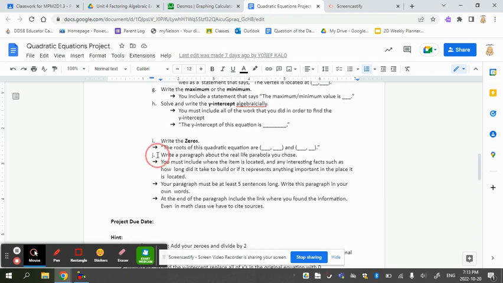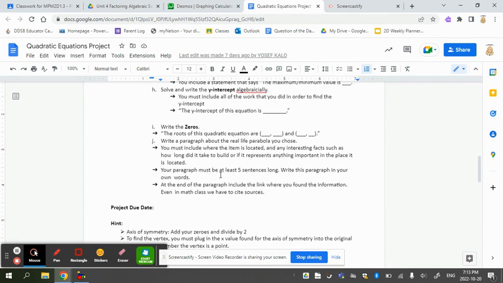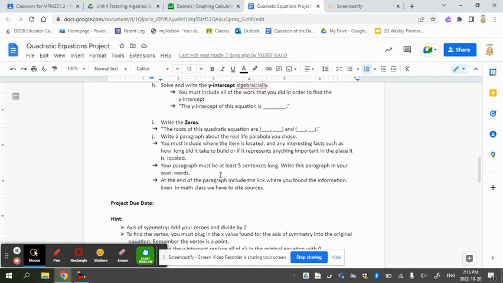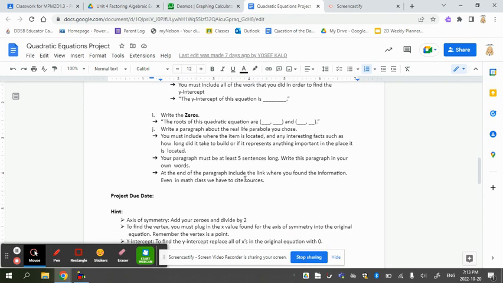So this is for J. You want to write a paragraph about the real life parabola you chose. So you must include where the item is located and any interesting facts. Your paragraph must be at least 5 sentences long, and this needs to be in your own words. Lastly, at the end, you must include the link where you found this information.